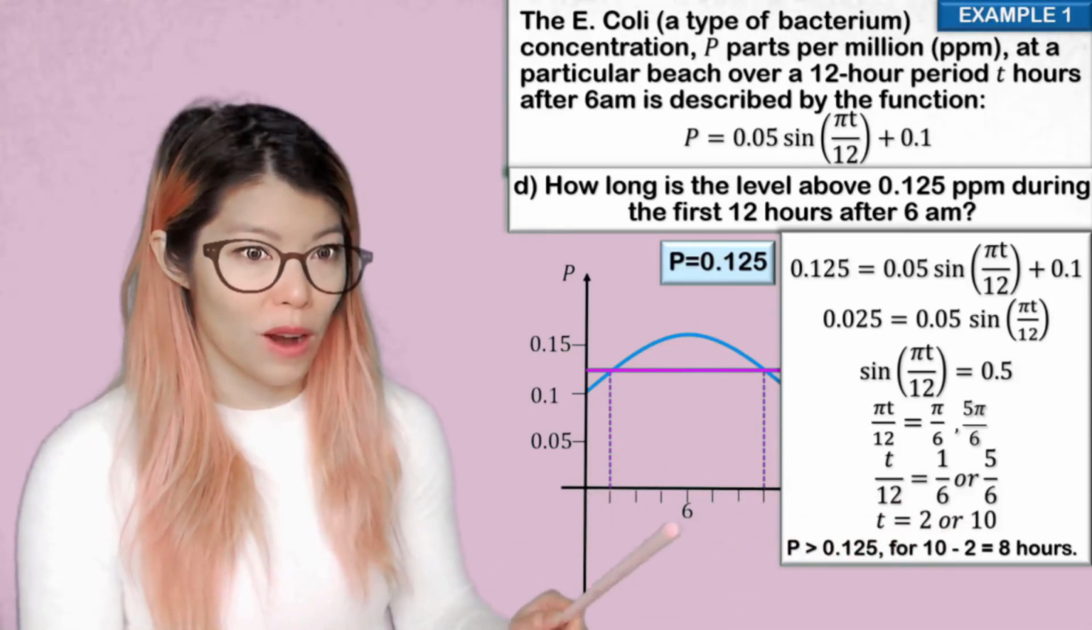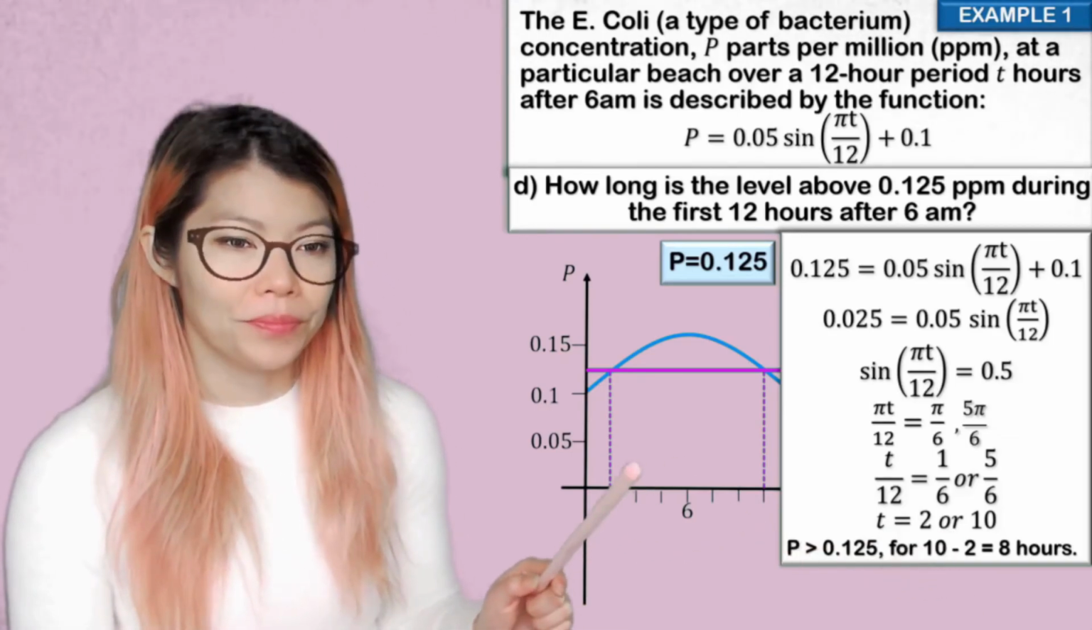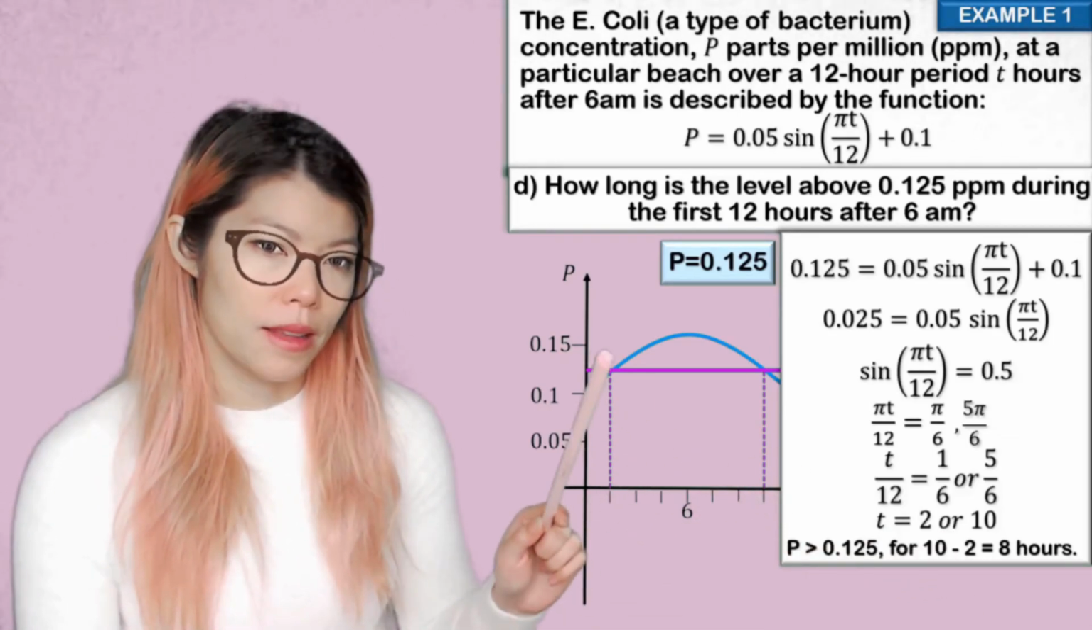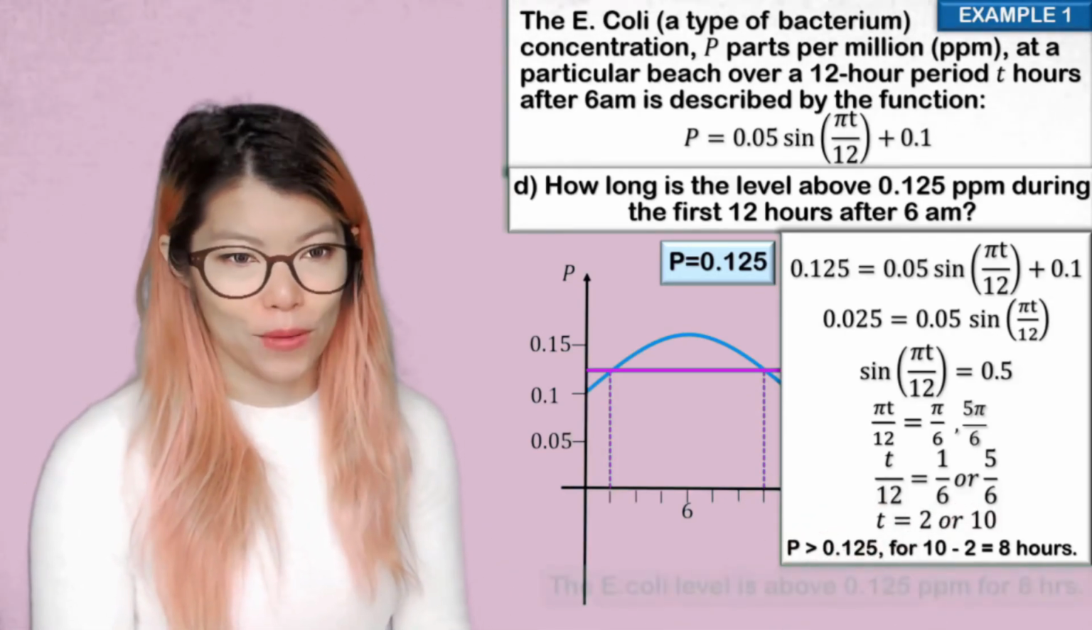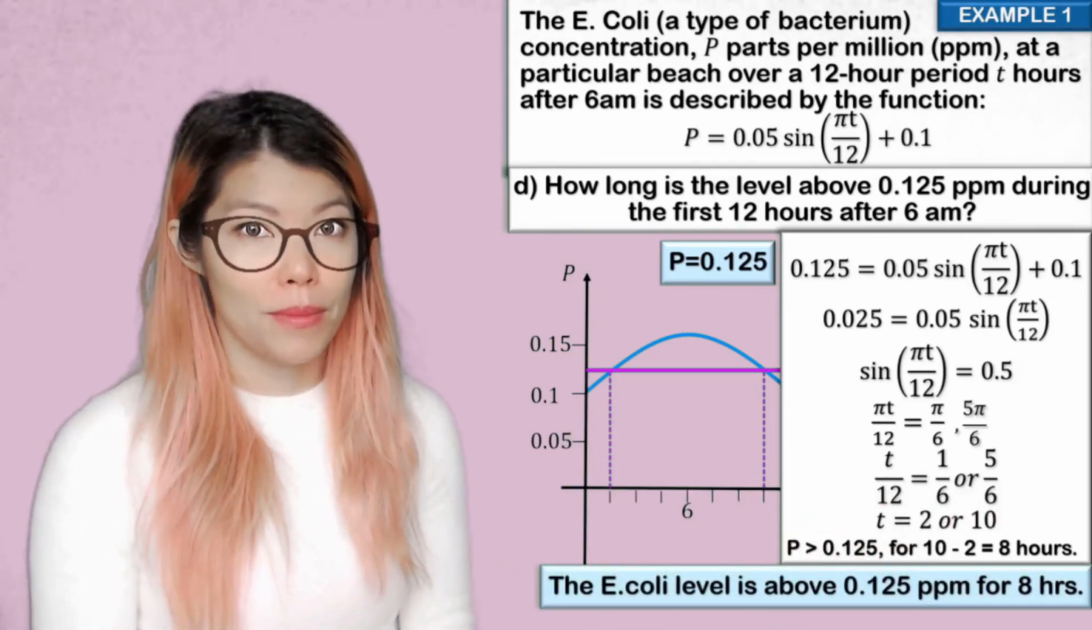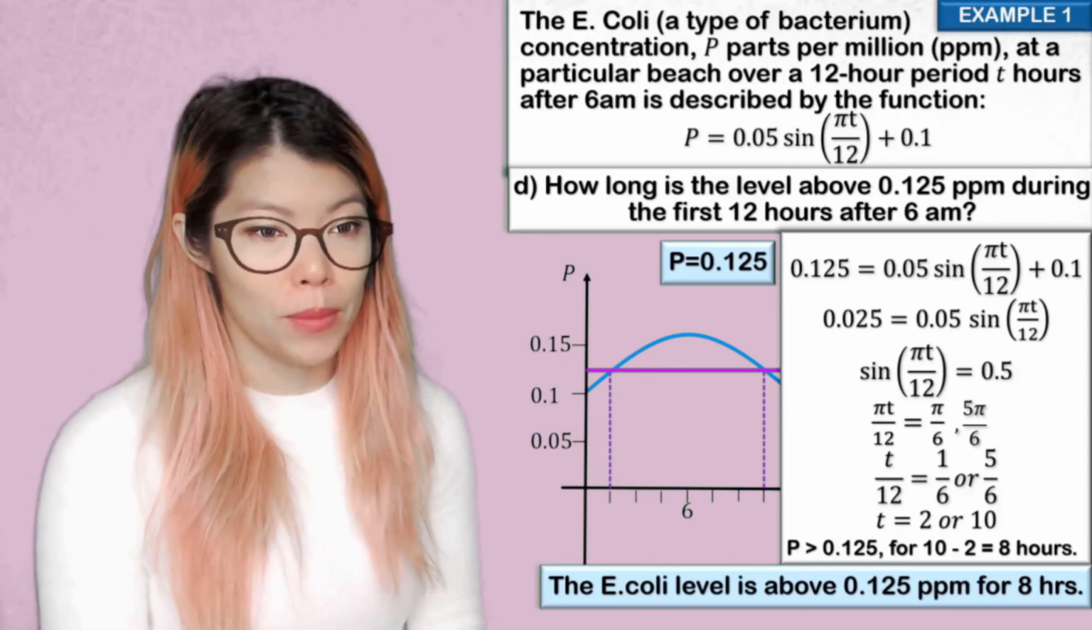Remember, we saw it from the graph, so we know we're correct. So between 2 and 10, and the amount of time between 2 and 10 will be 10 minus 2, which is 8 hours. So the E. coli level is above 0.125 parts per million for 8 hours.